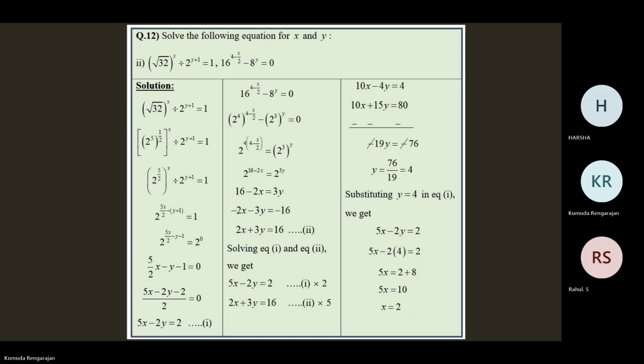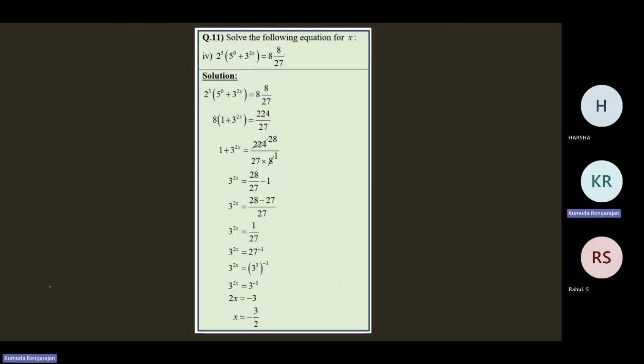So in question number 12, subdivision 1 and 2, you have learned how to solve two linear equations in x and y by the elimination method. Here in the question, you're given two equations. So we get correspondingly two equations. We solve and find the values of x and y. So I have to show you this one also.